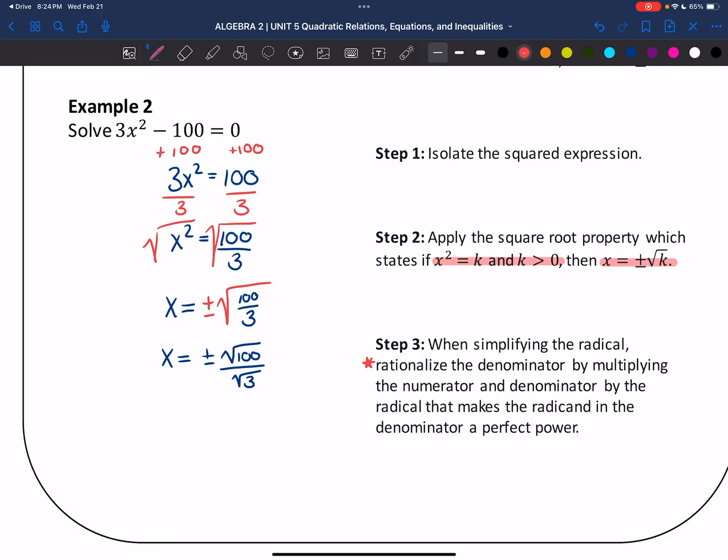In order to rationalize our denominator, what we're going to want to do is multiply top and bottom by the radical that will make the radicand in the denominator a perfect power. That would be to multiply top and bottom, in this case, by the square root of 3. Now, why would I want to do that? Check this out. I'm going to highlight what happens in red. What I have here in the numerator is the square root of 300.